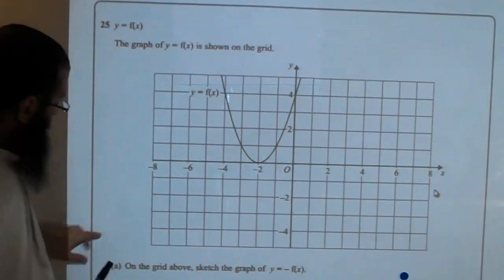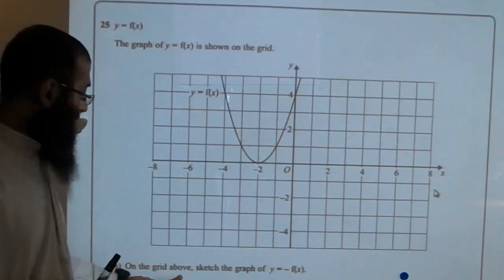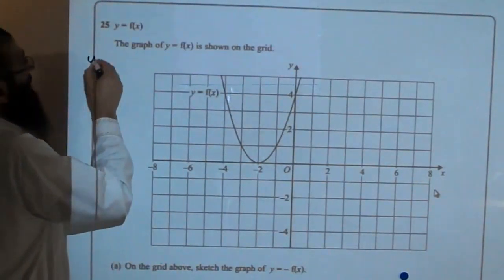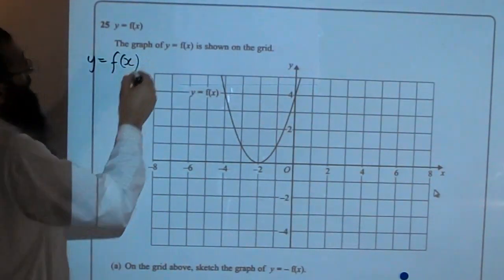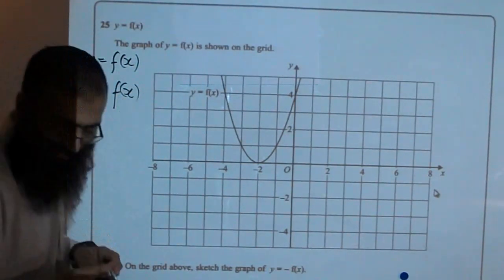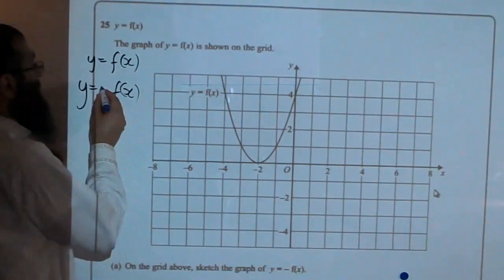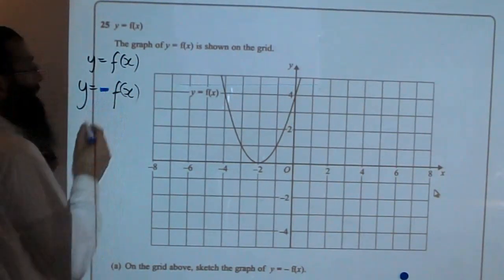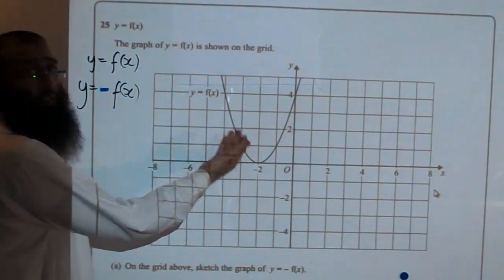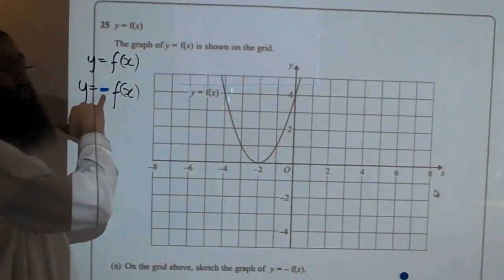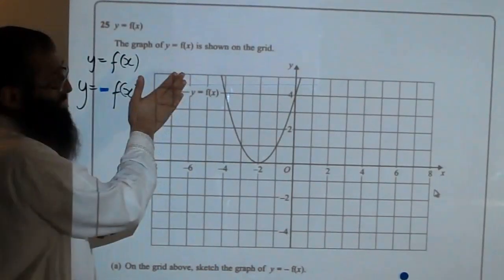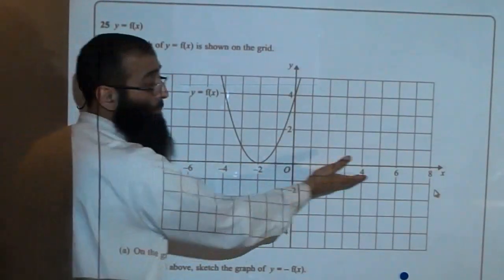Here it is. Question A says, on the grid above, sketch the graph of y is equal to minus f of x. So we started off with y is equal to f of x, and now we have to draw y is equal to, it looks exactly the same, but here we put a minus outside. That minus is the same as multiplying the output of the function by minus 1. So what we're doing is reflecting the function in the x-axis. The x-axis then becomes a mirror.